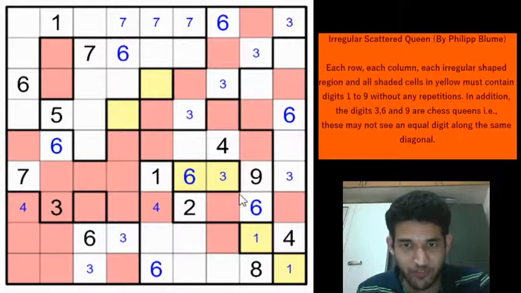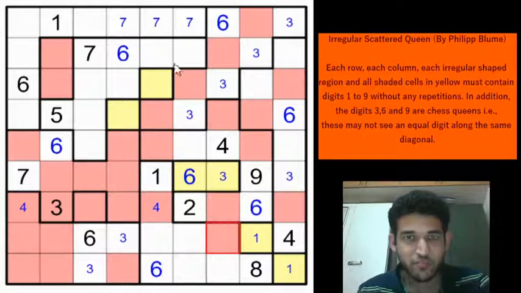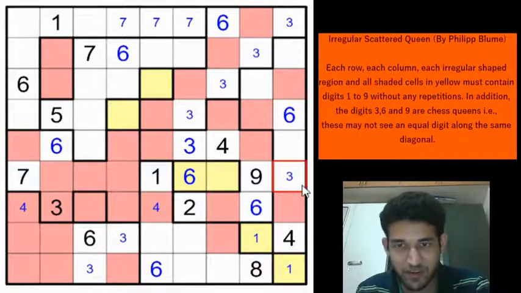And now what we have done is a major breakthrough. If you look at this region, right, it needs to contain 1 to 9, right? Each irregular shaped region will contain 1 to 9. Now there is exactly one cell left to place the 3 in this region, this cell. There is no other cell left. Beautiful. So we get the 3 here, and that eliminates the 3 from here and gives the 3 here.